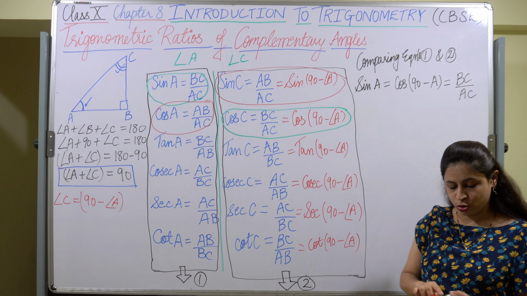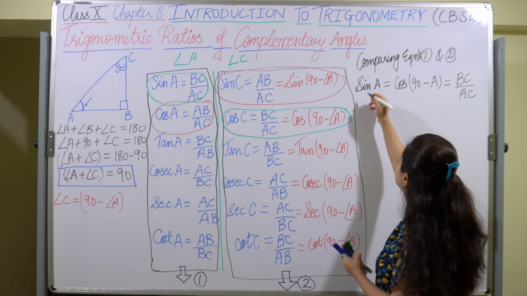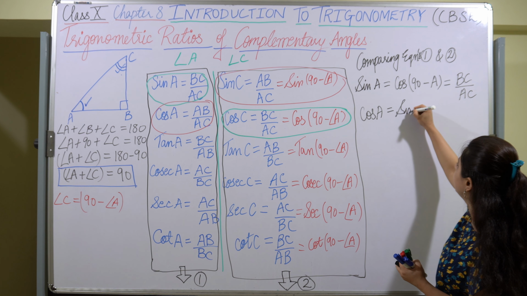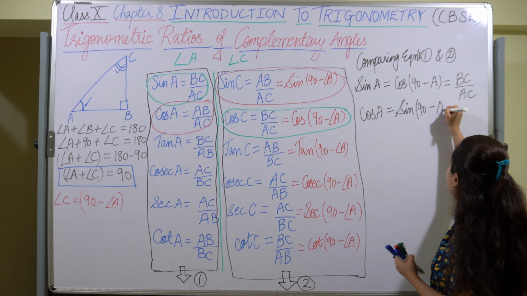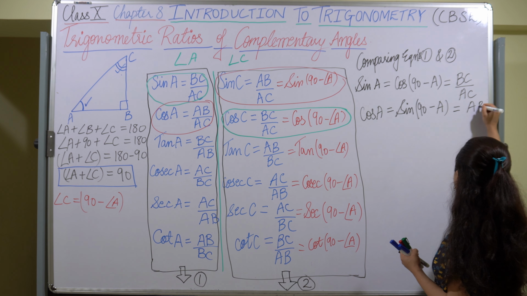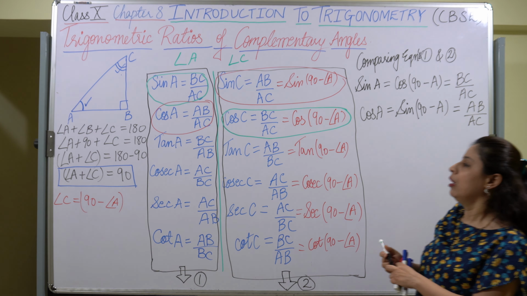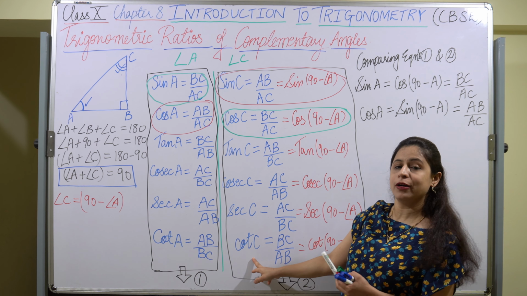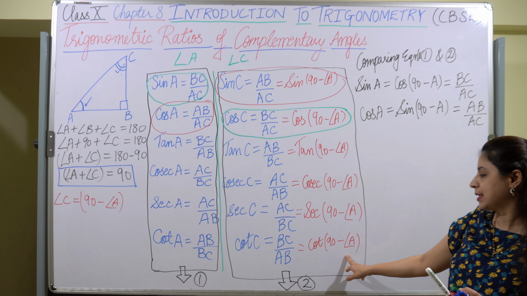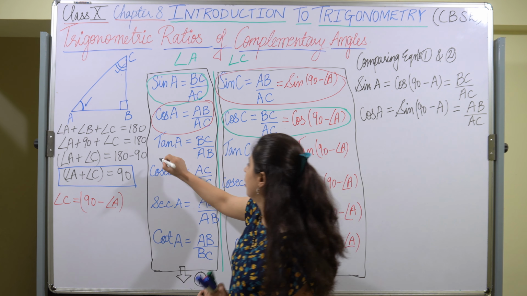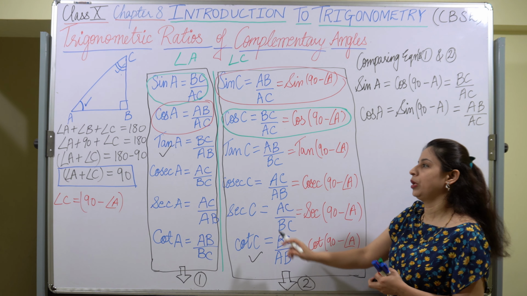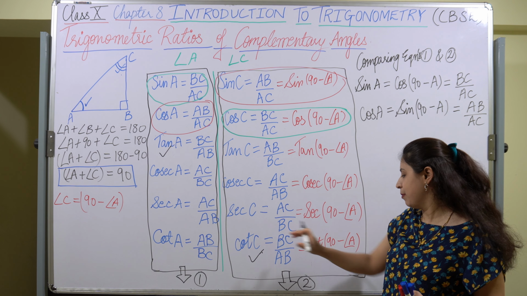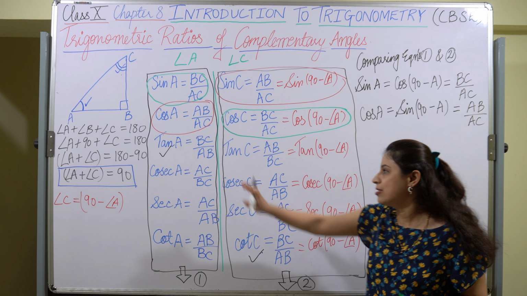So this is also equal. So we will be writing over here cos A is equal to sin(90 minus A), which is equal to AB upon AC. Now BC upon AB is cot C, which is equal to cot(90 minus A). So RHS of these two are equal.